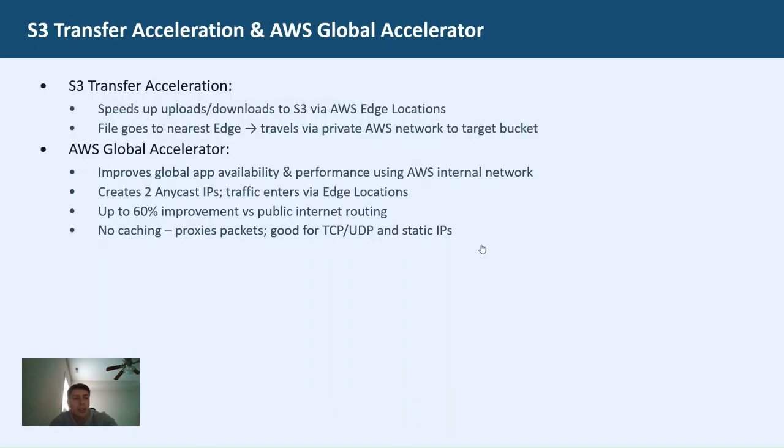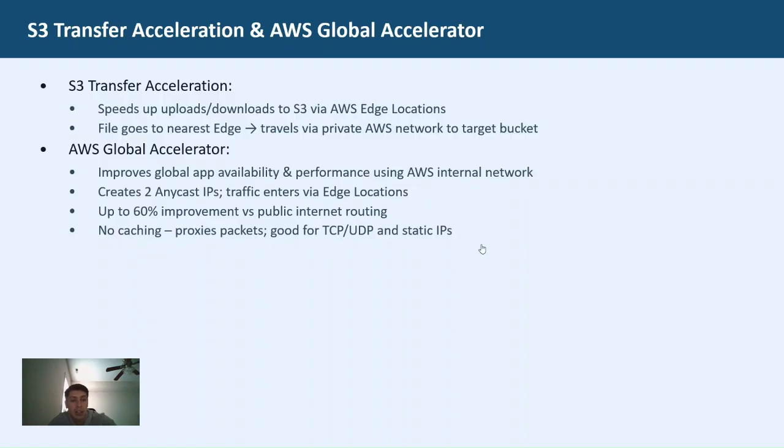S3 Transfer Acceleration speeds up uploads and downloads to S3 by sending the file to the nearest edge location first, which then forwards it over the AWS private network to the destination bucket. For international transfers, it's significantly faster.